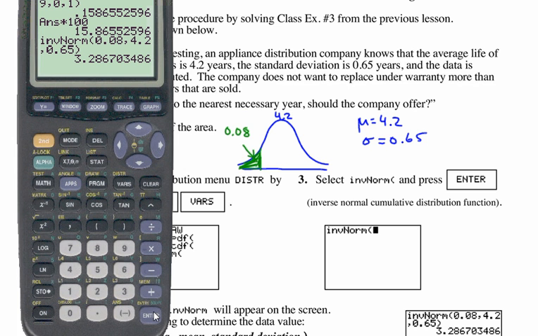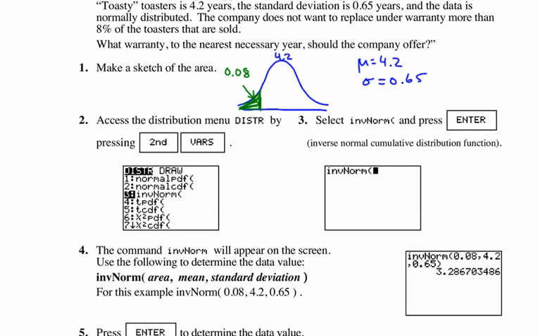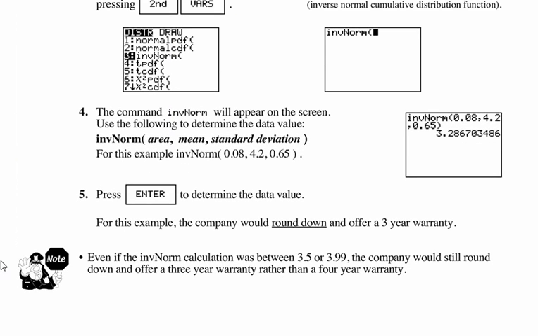If you wanted the z-score, you would just put in inverse norm of your area. So second VARS, number 3, 0.08. The z-score that corresponds to 8% is negative 1.40. But we want the actual score, so we want the 3.28 years. So inverse norm, area, comma, mean, comma, standard deviation will give you your answer.